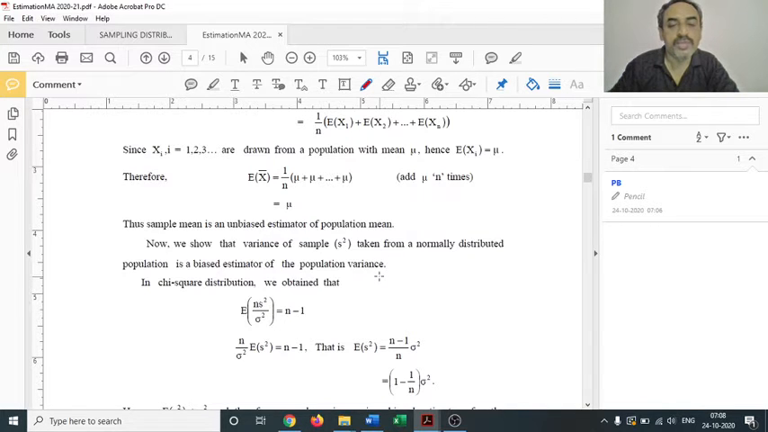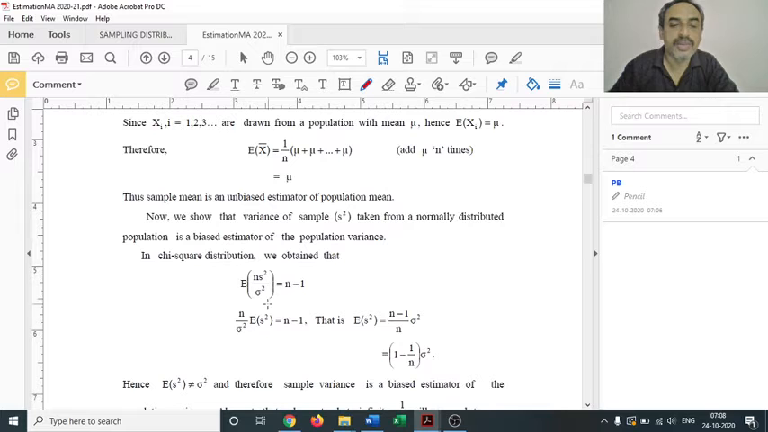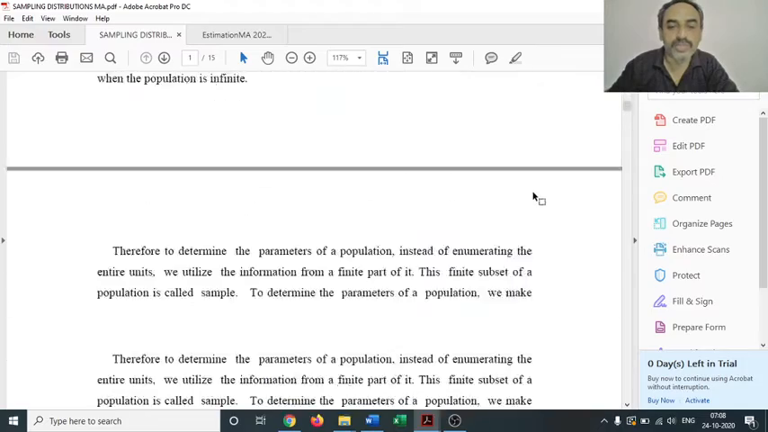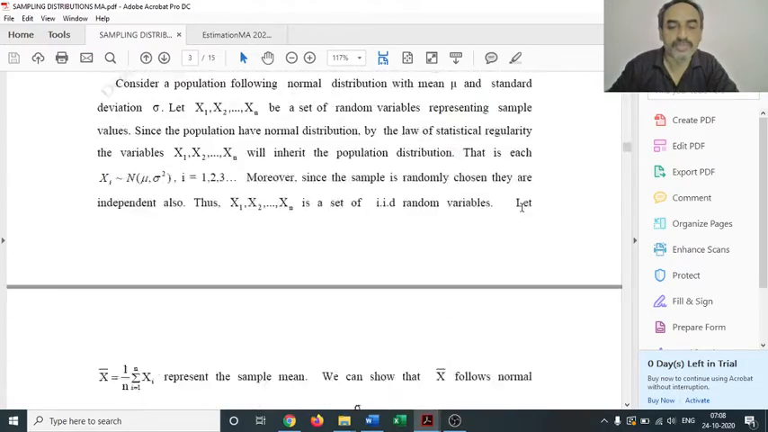This sample variance is an estimator proposed to estimate the population variance. If S square is also an unbiased estimator of the population variance, we must get E of S square equal to sigma square, where sigma square represents the population variance. For that, again, we can see from the sampling distribution, that is the chi-square distribution, that E of nS square by sigma square equals n minus 1. Shall I open the page of the chi-square distribution, sampling distribution again?